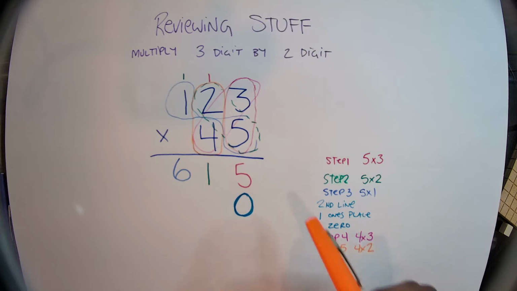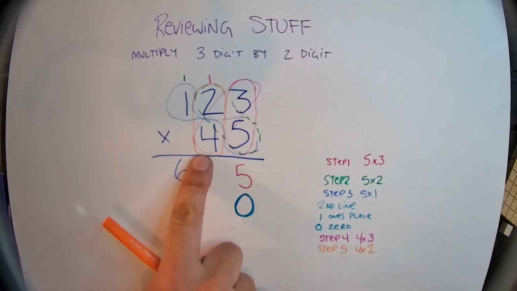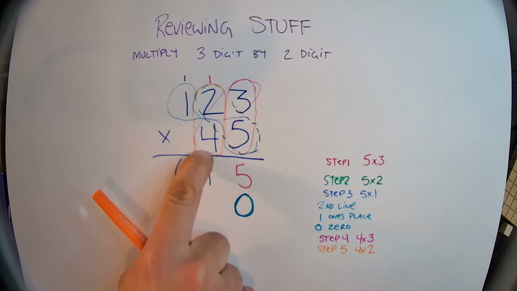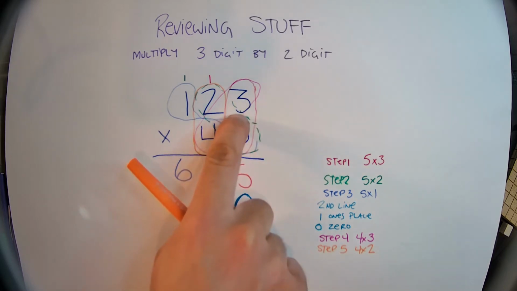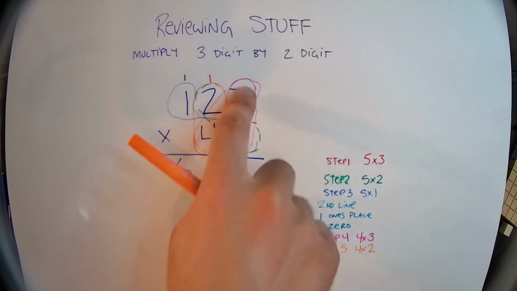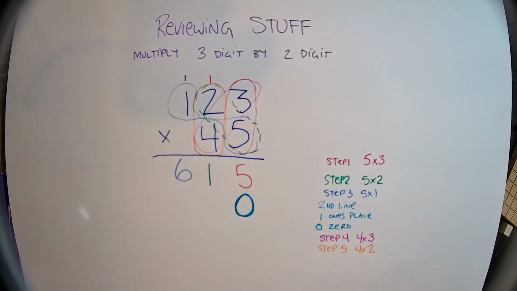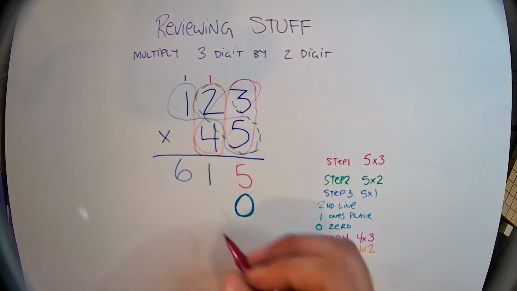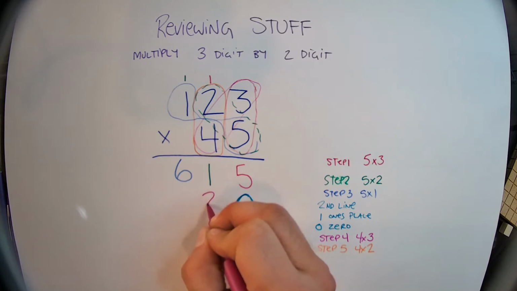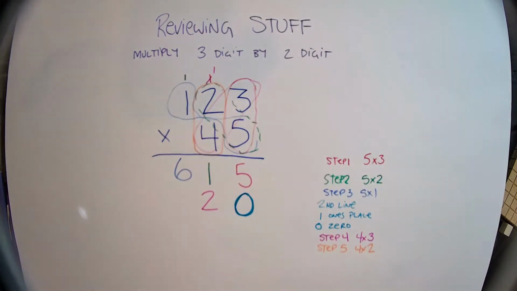Okay, so let's go ahead and review from step 4. Step 4 was the 4 in the tens place times the 3 in the ones place. So you did 4 times 3, right? And when you did 4 times 3, you got 12. So you bring the 2 right here, cross out that 1, put the 1 up there.